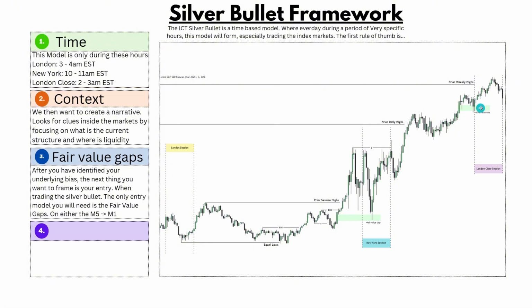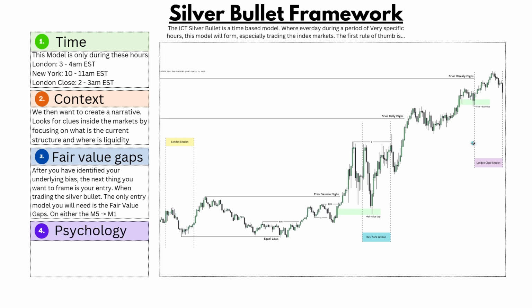And then during the London close, as you can see, we tapped into this fair value gap right here. During that 2 to 3 o'clock hour, price came down into it, found support, reaching back up into those prior weekly highs to end the day off. Unfortunately, during the London session, we didn't really get a setup, which is completely fine.